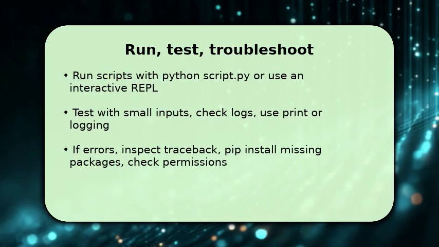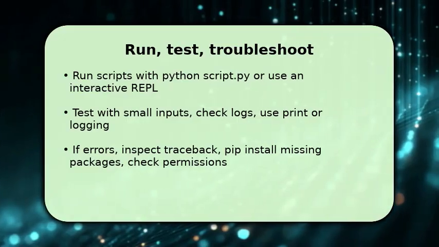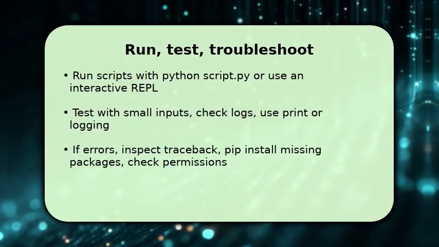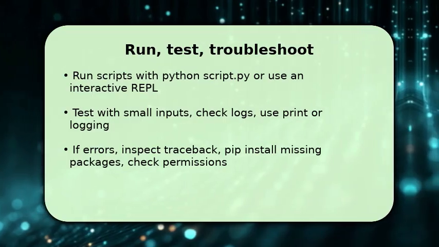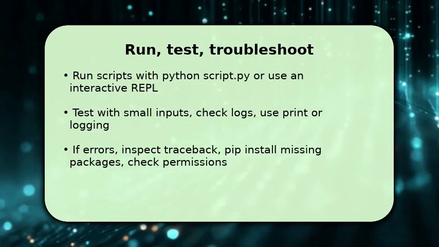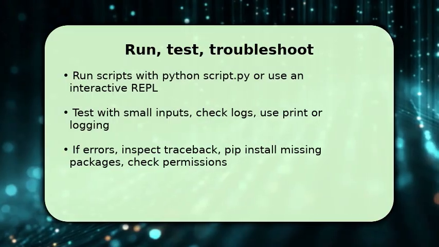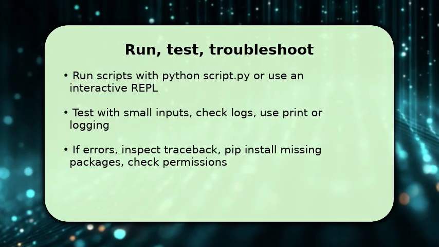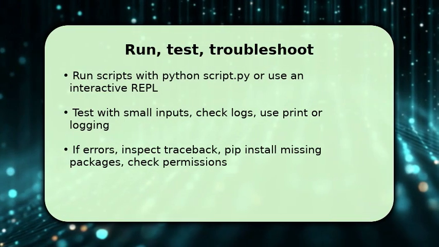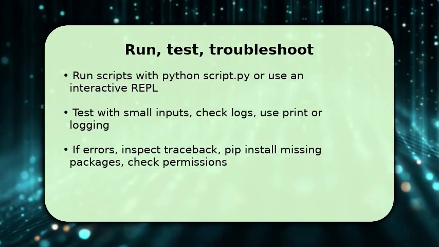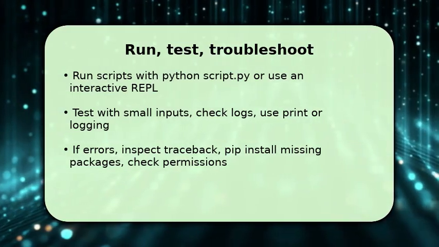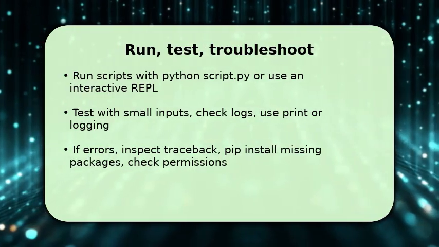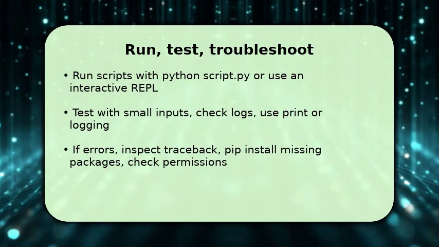Now run and test your code. Execute scripts with python script.py or open an interactive REPL to iterate quickly. Use short test inputs to validate behavior. When something fails, read the traceback top to bottom to see the offending line, then pip install any missing packages or fix import paths. Make sure file and network permissions are granted. If persistent issues occur, restart the app and reapply updates. One common fix is recreating the virtual environment to clear corrupted installs.